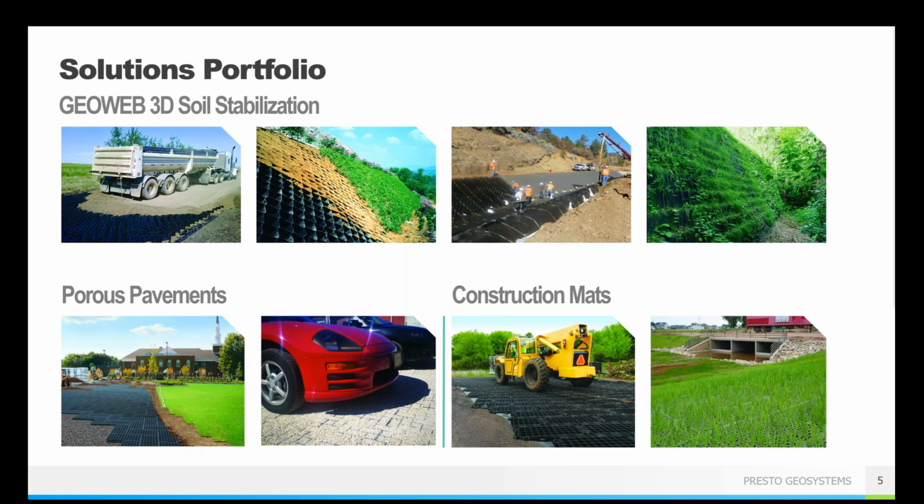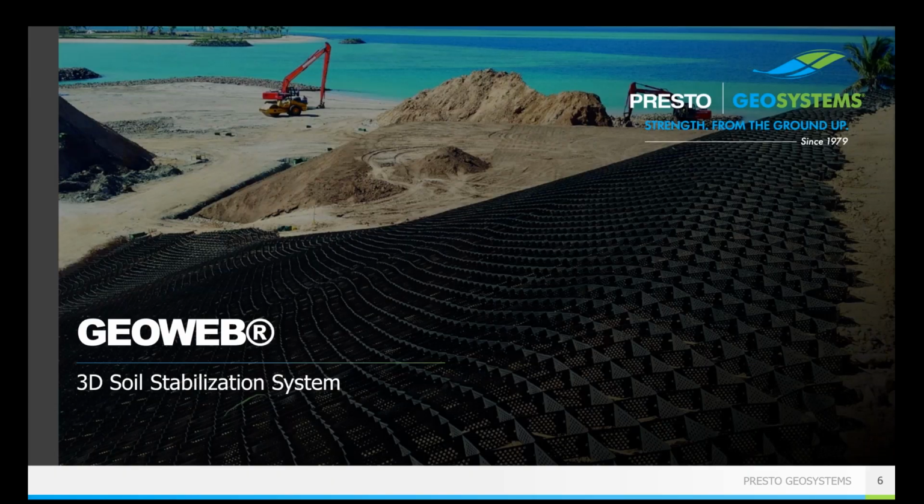Like I said, today we are going to focus on using GeoWeb geocells for steep slopes and retaining wall applications. So we are going to start out with a description of what the GeoWeb 3D soil stabilization system is, what geocells are, if you are not familiar with this type of product. They have been around since about the 1970s, but some people haven't heard of them. They are still relatively new in some locations and for some applications, and I just want to make sure we're all starting from the same page.